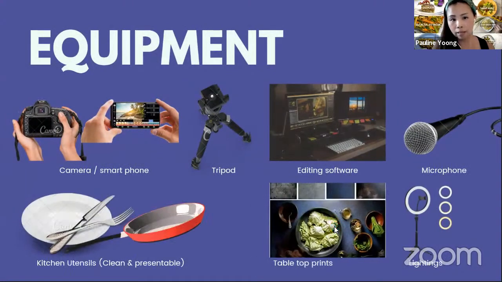So I think that these are the basic equipment that you might need, whether you're going to use a camera or a smartphone. I have been using my iPhone 11 all this while. You will need a tripod, basically to hold your phone so it doesn't look so shaky. You definitely need editing software. I recently bought a Lavalier microphone that I can clip on as I talk, and it really helps to pick up the voice clearly.